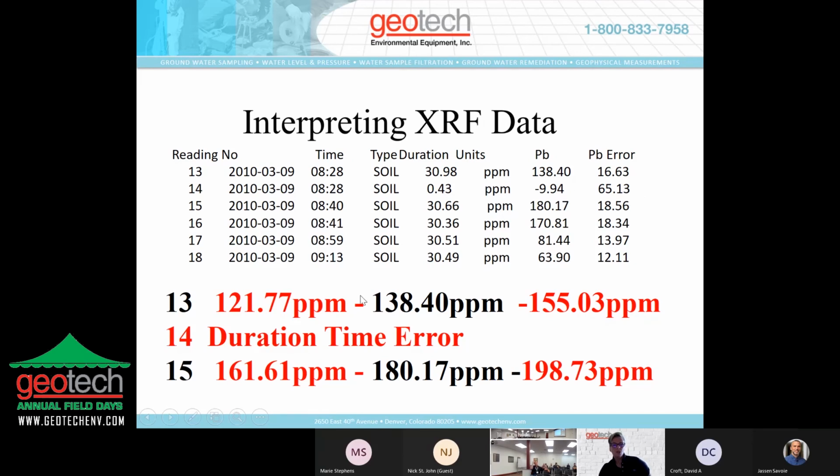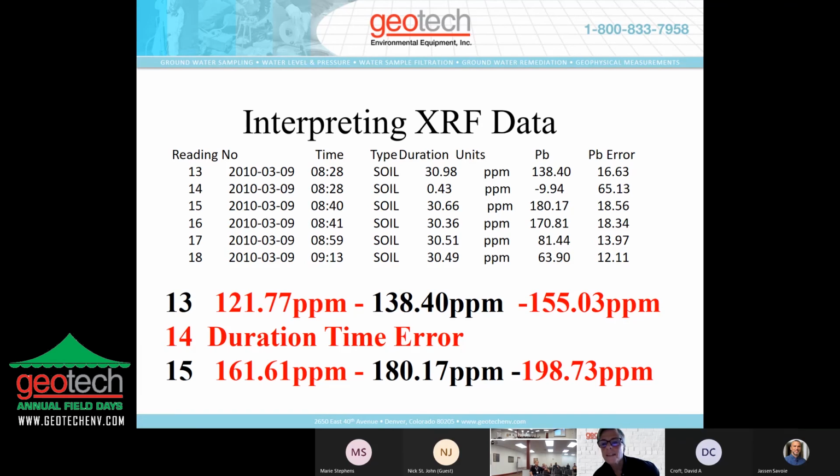But your duration for number 13 here, you've got 138 parts per million, and the instrument is telling you it's plus or minus 16. And that's off of a 30-second analysis. That's some pretty tight data. You don't need to go on from there.